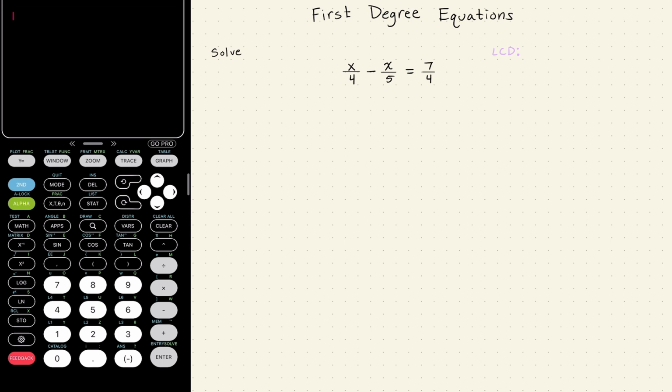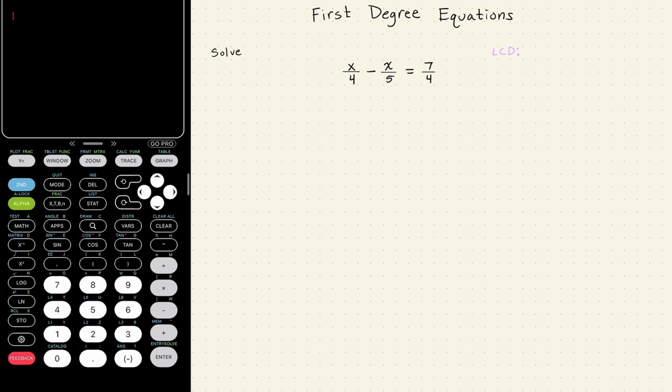So we need to find a number that 4 and 5 both go into. How can we find that? Well, knowing your multiplication facts is a big help here, but I'll go through a little bit of the process.